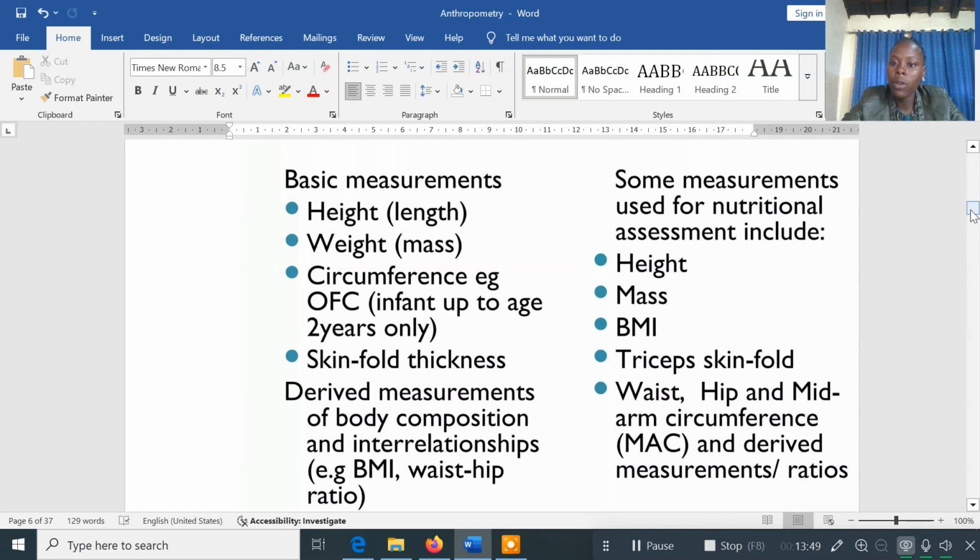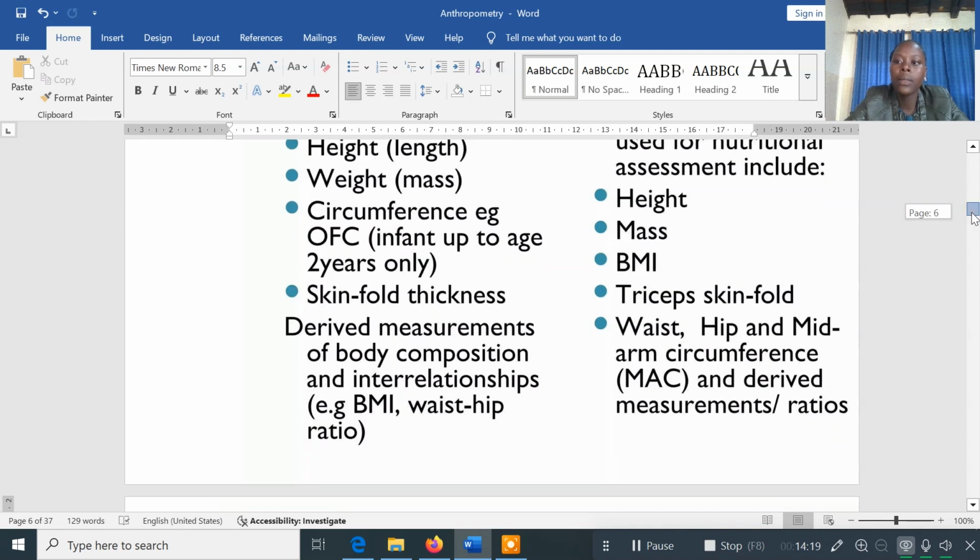So we use these measurements when we are looking at nutritional assessment: the weight, the height, the BMI, then the triceps skin fold, and then we have the waist circumference, the hip circumference, then the mid upper arm circumference, and also the derived measurements and ratios, as we shall see in details.